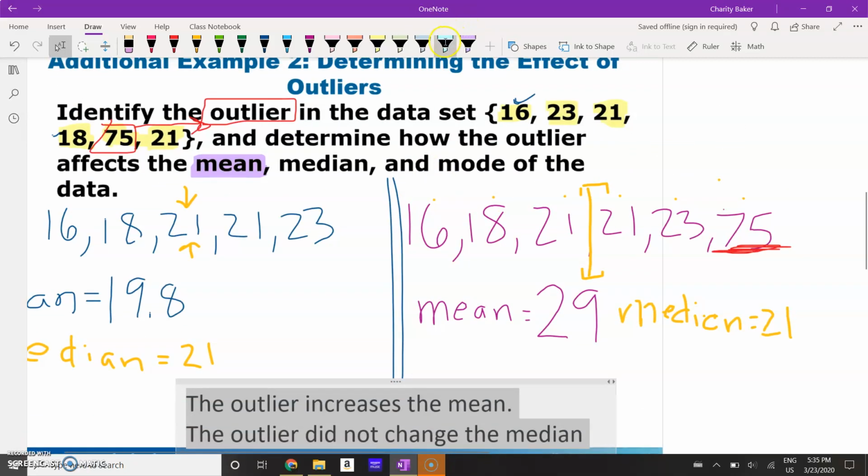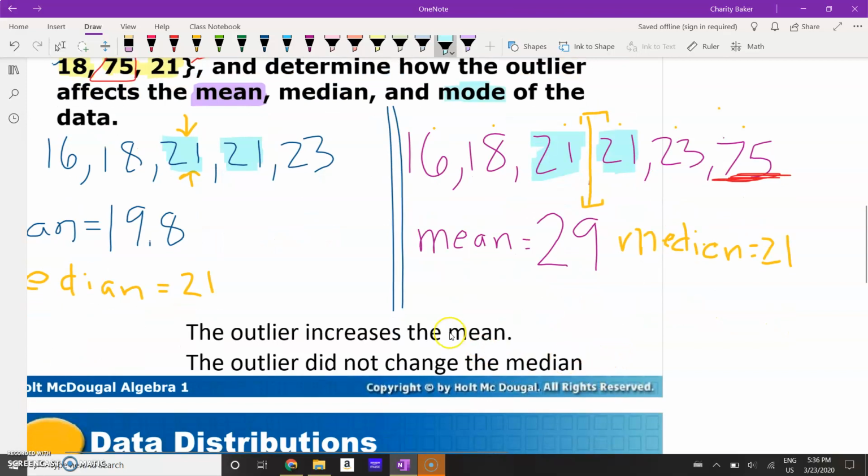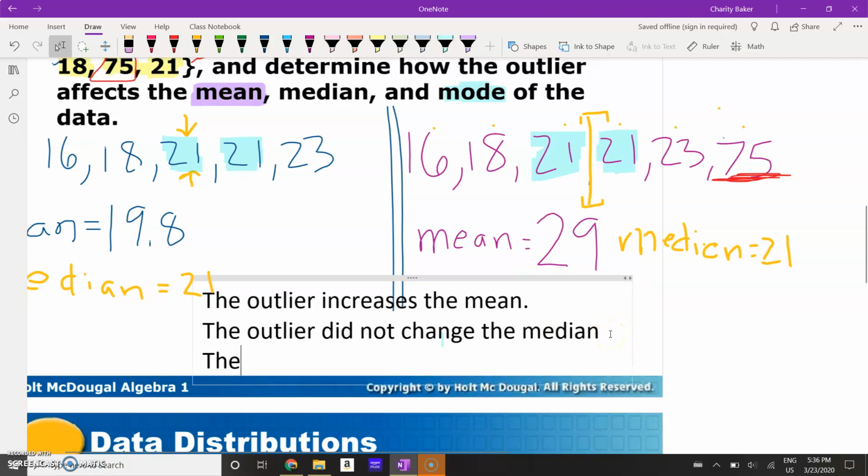We need to check out the mode. The mode. So let's look at the left side. What's the mode of this set over here? Only 21 happens twice. So the mode of the left side is 21. And the mode of the right side is also 21. Okay, so the mode of each side is 21. So the outlier did not change the mode either. The outlier did not change the mode.